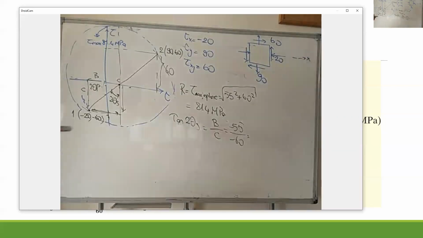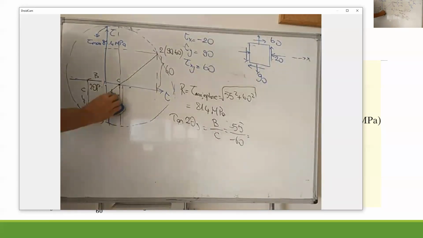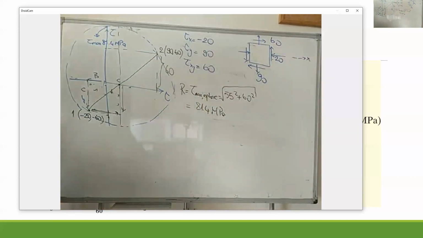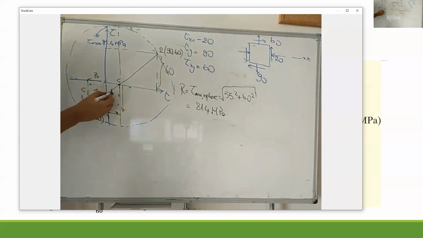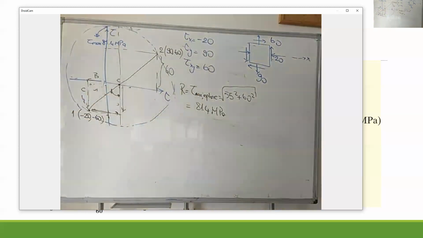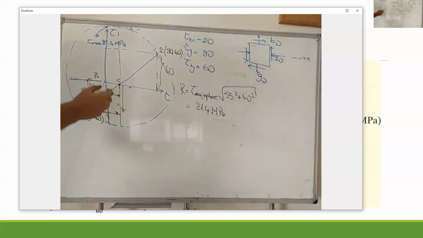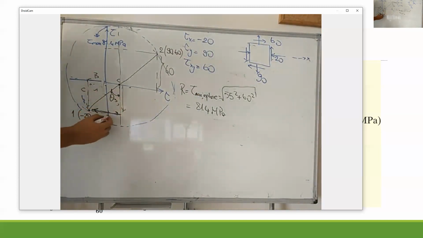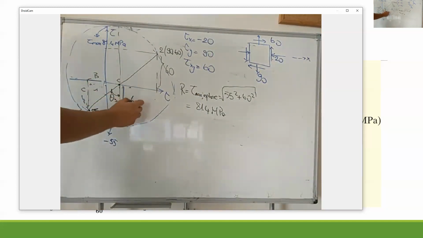Okay. Now I need to rewrite again. So, what is the meaning of theta s? Theta s is this angle. So I need to measure values. From the value you can see this dimension is going in this direction, therefore this is minus 55. This is going in the down direction, therefore I need to write negative 60.